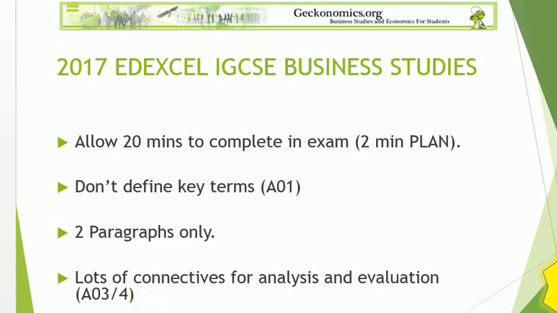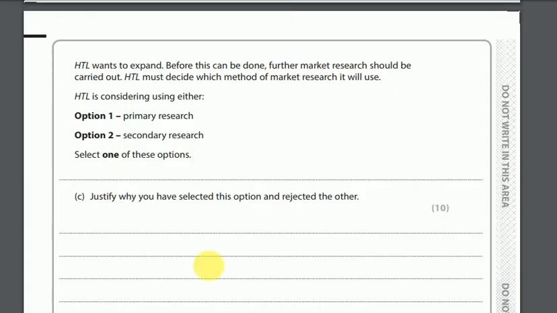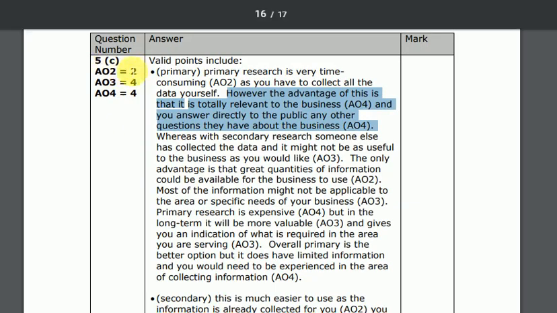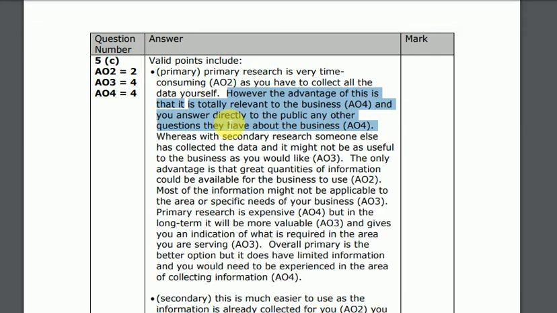So let's look at the mark scheme. Again, there's no AO1 there, so there's no point defining. Go straight into making your point. My point was that primary research is relevant to the business and it answers directly to the public any questions that HTL wants to know. That's my first point. My second, there's my AO4, primary research is expensive, but my AO2 point was actually it's more valuable and it's more applicable to HTL needs.